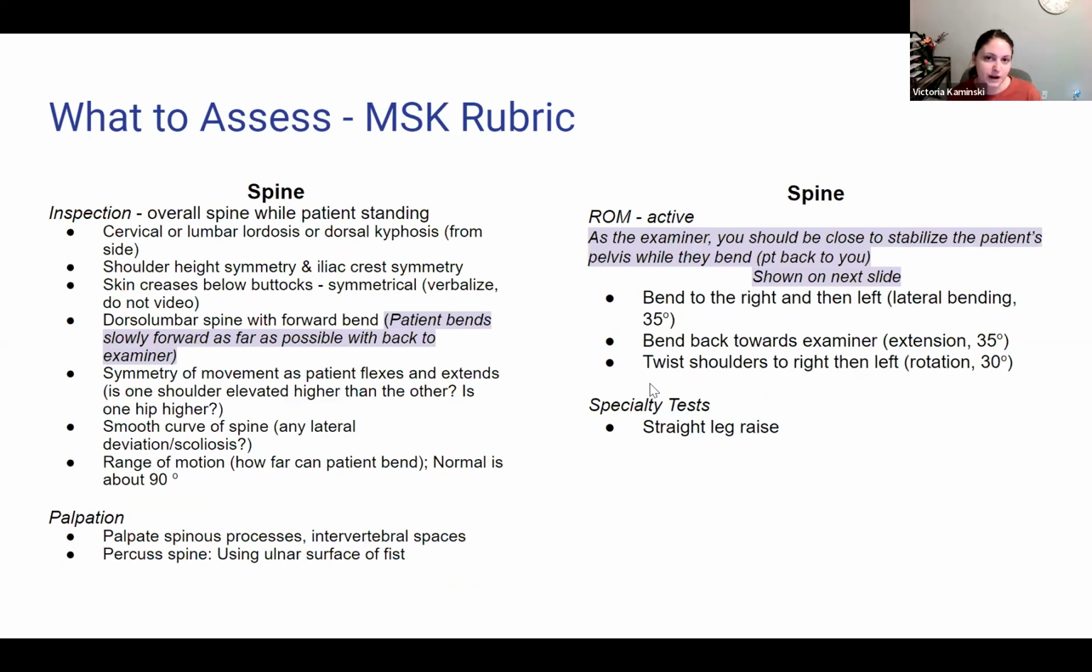When it comes to the spine, this is one of the last portions. So I would have the patient turn so we can see on the camera. You can adjust your camera as such. You're going to be inspecting while the patient is standing at the cervical and the lumbar lordosis, as well as the dorsal kyphosis from the side. So you're going to be standing in front of the patient, looking at the patient's back, and then have them on their side, or you're going to turn to your side as well.